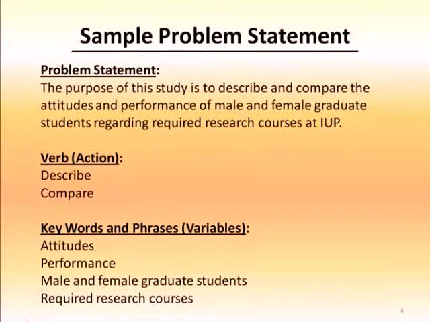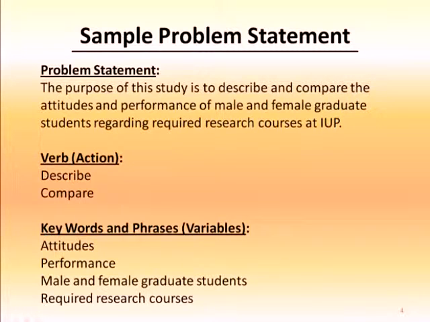But we're going to stick with that example so that we can do a more in-depth understanding of how this whole process of writing a problem statement works. So now let's look at an example here of a problem statement to see what we're talking about. The example that I have is that the purpose of this study is to describe and compare the attitudes and performance of male and female graduate students regarding required research courses at IUP.